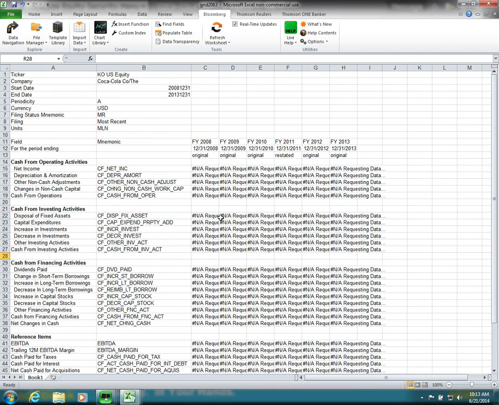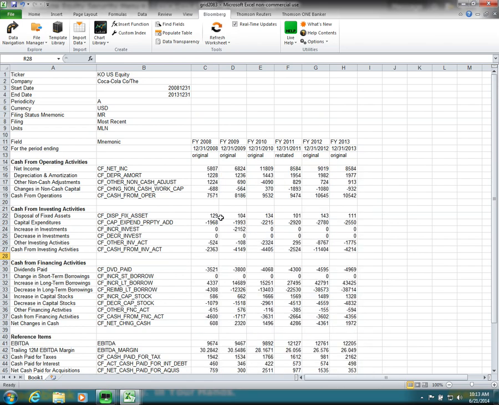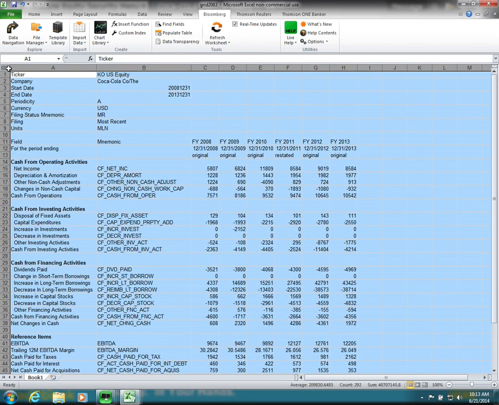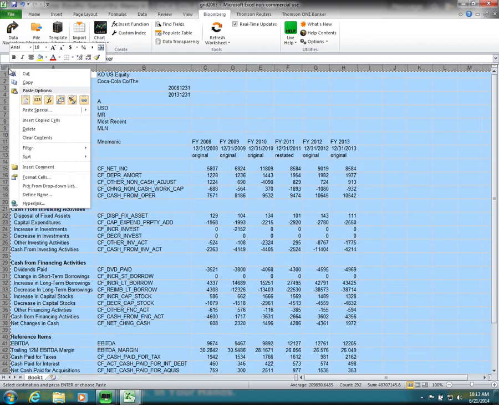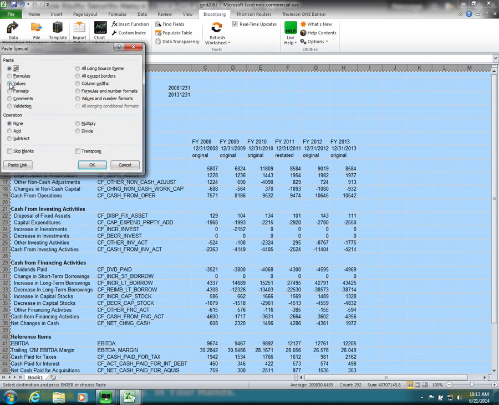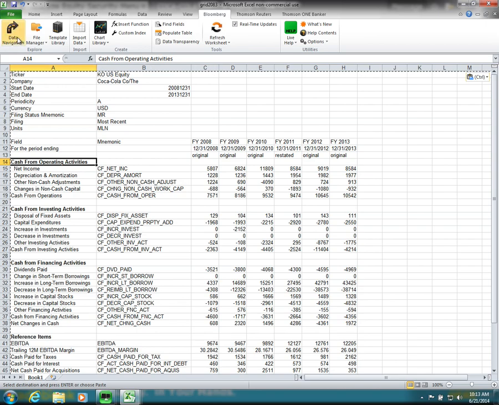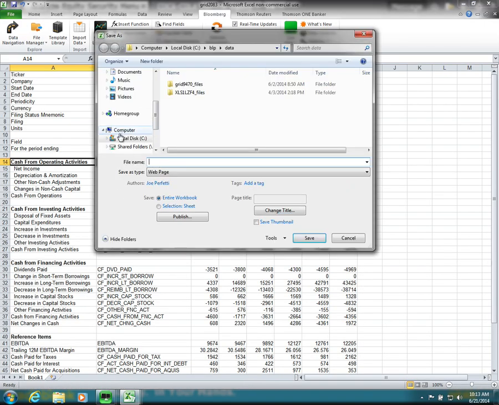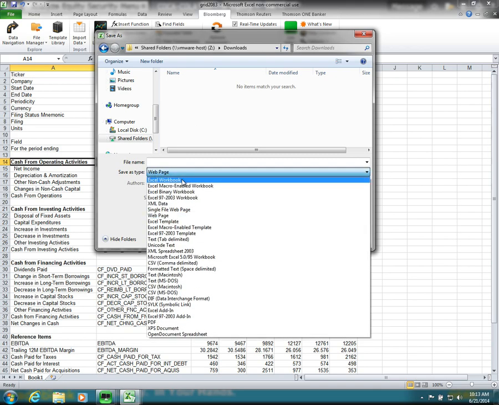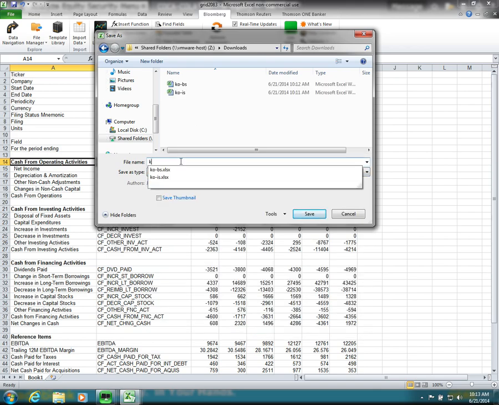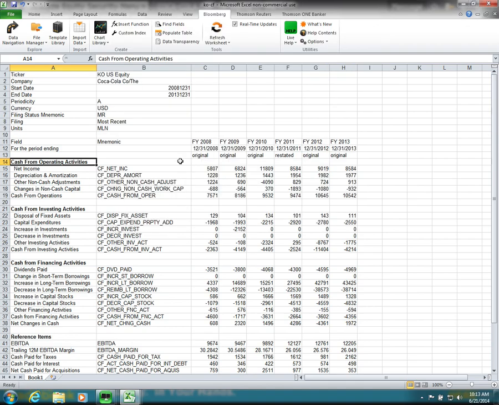And yes to the security warning. Once the data is there, select the whole thing. Copy, paste special values, OK. File, save as, Excel, KO-CF. So I now have the three statements.